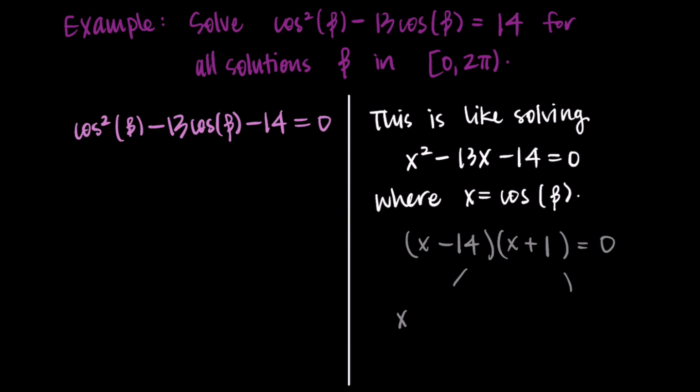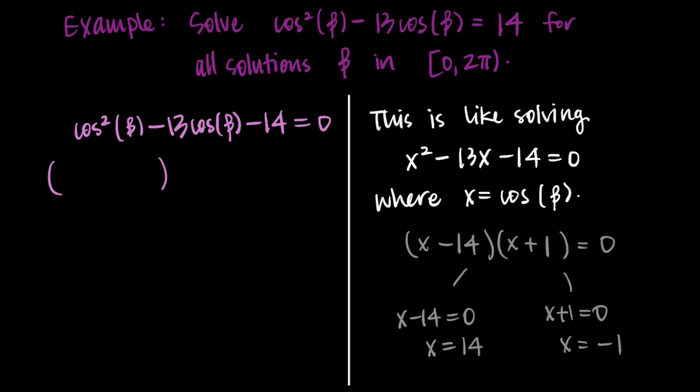But okay, this will give us 2 solutions. So we have the x minus 14 equals 0, which gives us x equals 14, and then we have the x plus 1 equals 0, which gives us x equals negative 1. And so these are our two solutions. So actually at this point, we could just jump back and write cosine of beta equals 14 and cosine of beta equals -1. But I want to show you these steps with the cosines written in just so you know what it looks like.